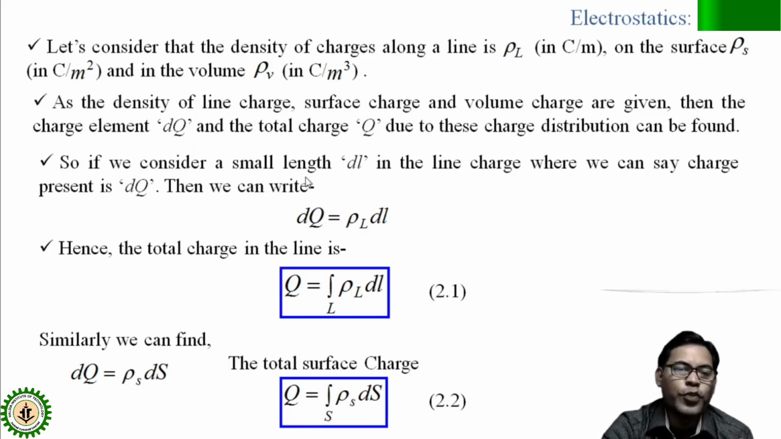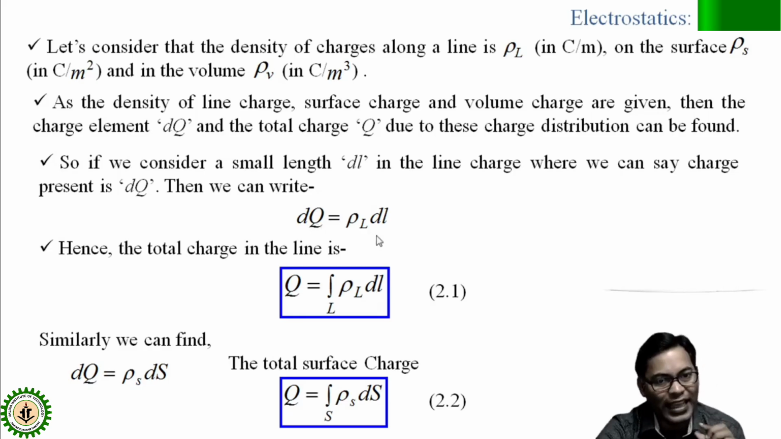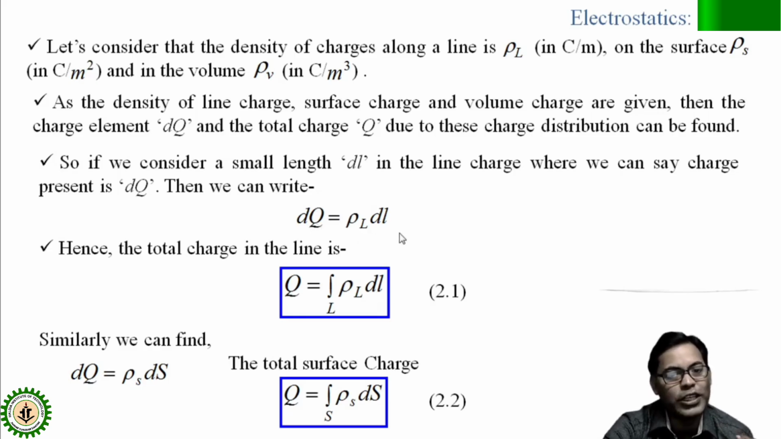Now suppose for a small length dl, in case of a line charge, we have the charge dq. Now we can write dq equals to what? The charge density, because the density of the charge is symmetric. So dq, the charge enclosed by the length dl, is rho L into dl. So as we got the expression dq, from that we can get the total line charge q, which will be equal to the line integral of rho L dl.